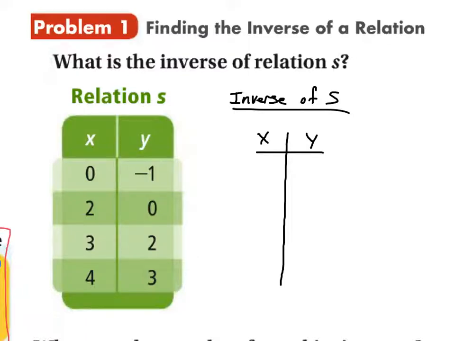Please remember that all you're doing for an inverse is taking your x's, and those become your y's. You're taking the y's, and those become your x's. You're just switching what they are. So what am I going to write down in my t-chart for the x's? Negative 1, 0, 2, 3. That's exactly what I want to write down. What am I going to write down for my y's? 0, 2, 3, 4.